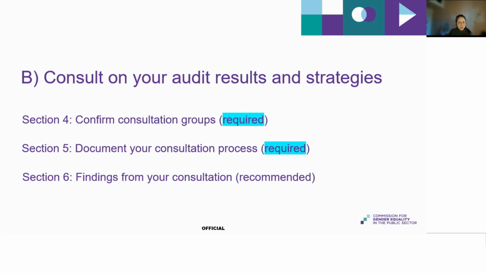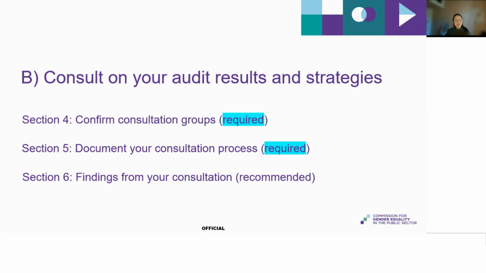Next, we have Part B, which has a mixture of required and recommended sections. Starting with section 4, confirming consultation groups, this is a required section. We're just looking for a simple confirmation that you consulted with your governing body, employees and employee representatives, including any relevant unions, which you are required to do under the Act. If you consulted other people and groups, state who you consulted and summarise their relevance in the last row.